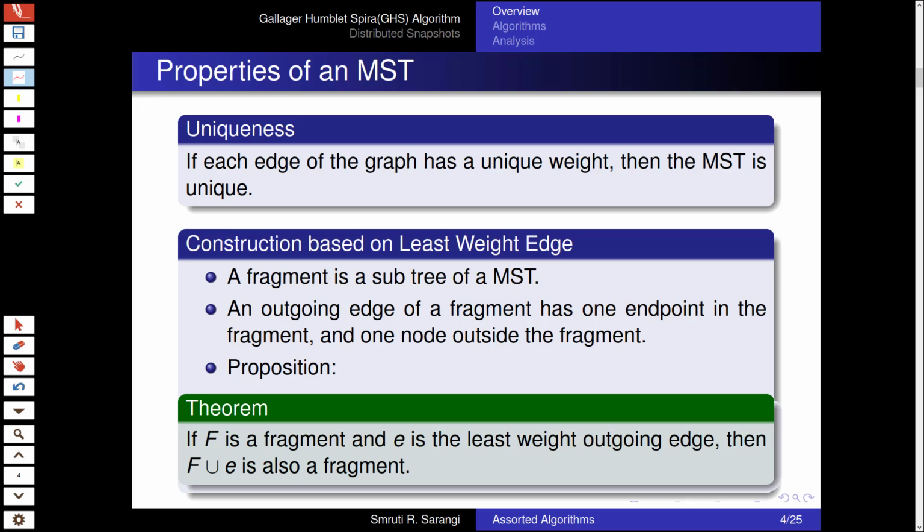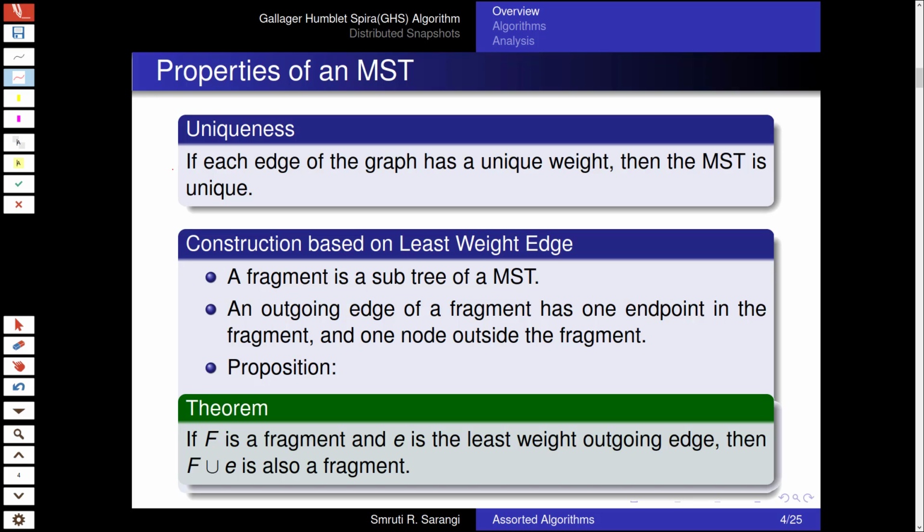I have already suggested the algorithms, but you can look at them in a popular text on algorithms first, and the proofs are important. Now, without going into depth, I will list a few properties of an MST that we shall use.